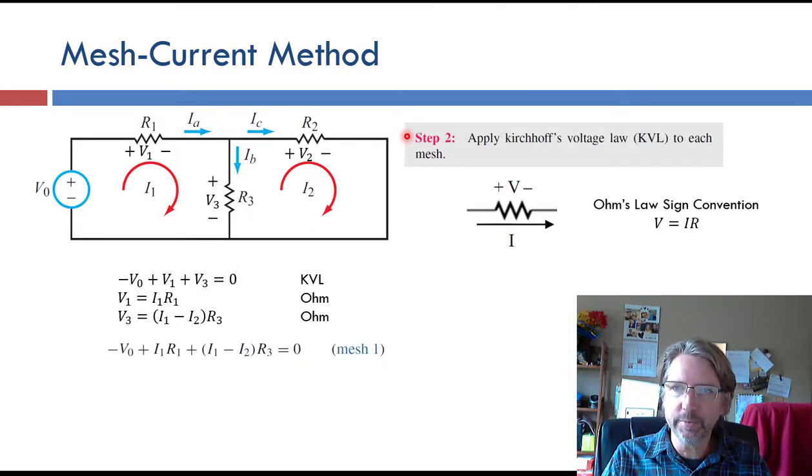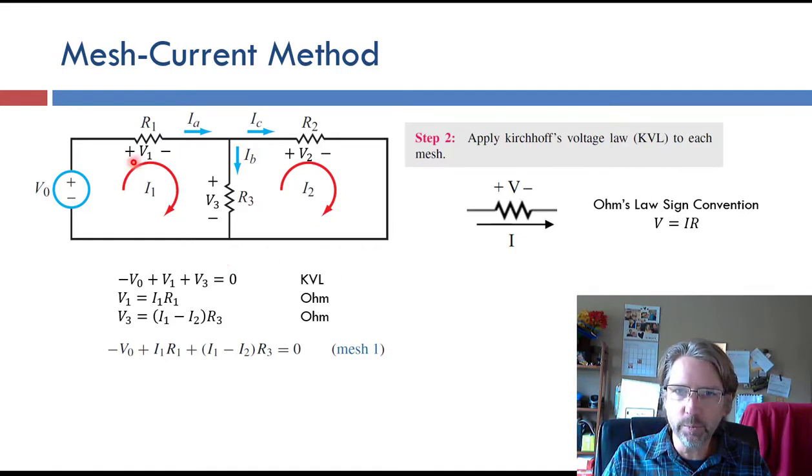So the next step is for every mesh, we use Kirchhoff's Voltage Law. Here I've broken it down into the individual steps. We do Kirchhoff's Voltage Law, then we do Ohm's Law to replace the voltages with the mesh currents. So for mesh 1 here, we go around the loop, and if we hit the minus sign on the voltage first, we subtract it. If we hit the plus sign first, we add it. So we subtract V0 plus V1 plus V3, and we're done. We set that equal to 0. So there's our Kirchhoff's voltage law loop.